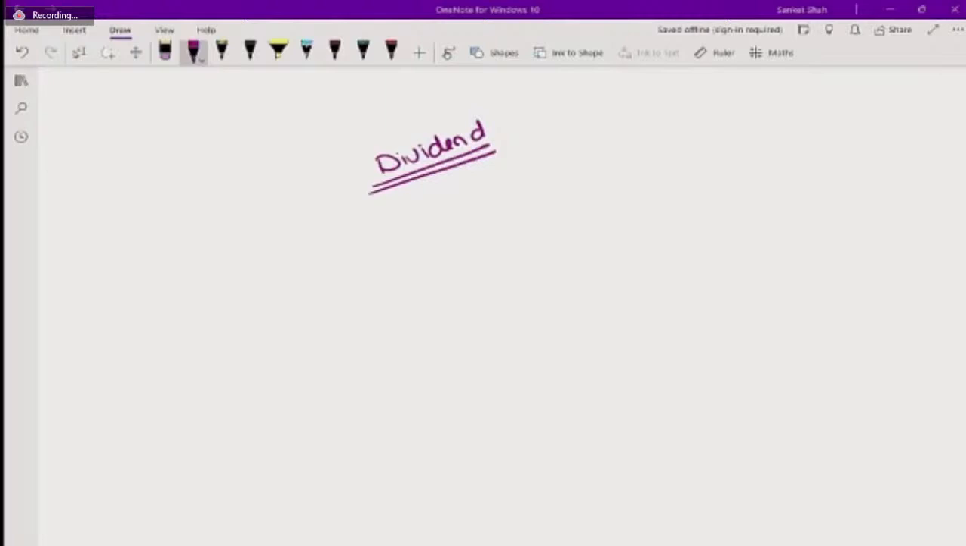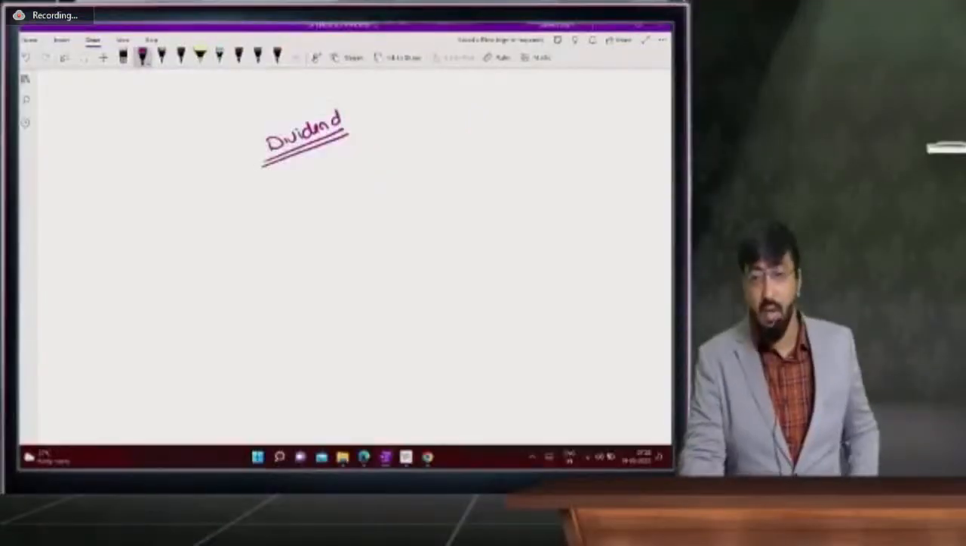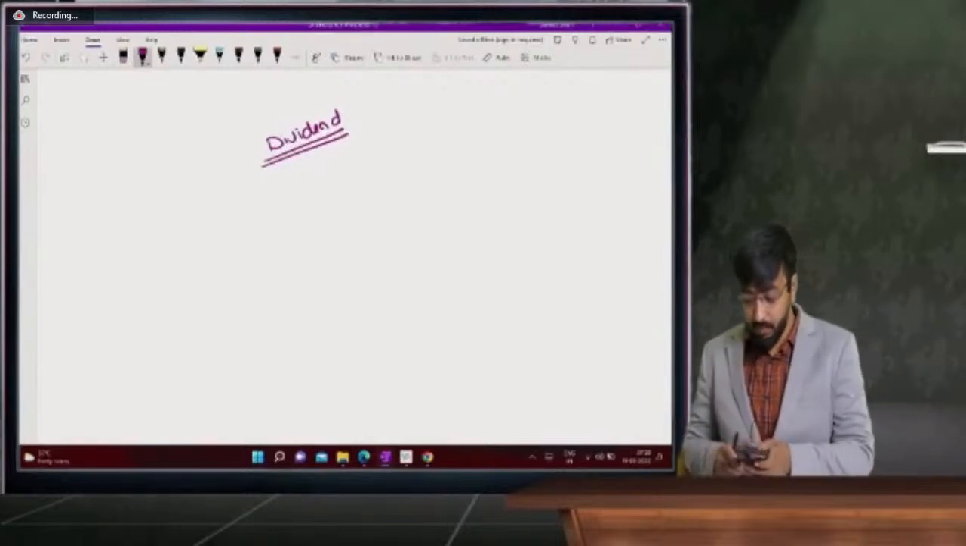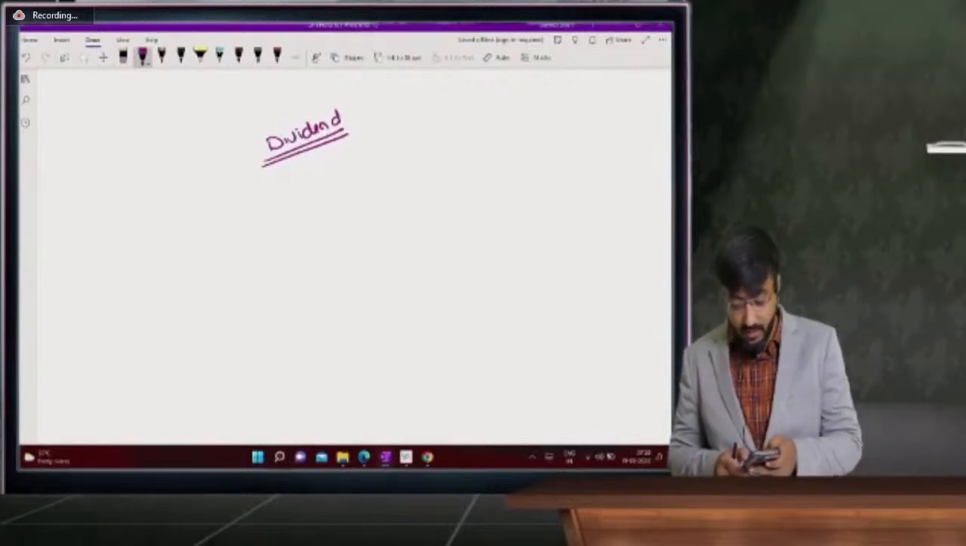Let's understand the dividend concept. Can you tell me fast? As per the dividend concept, how much dividend are you going to declare in case of profits? Do you have some idea about dividend?